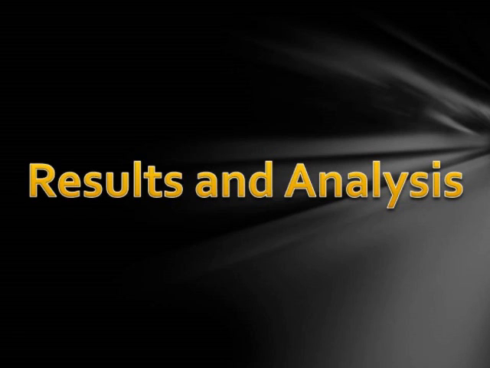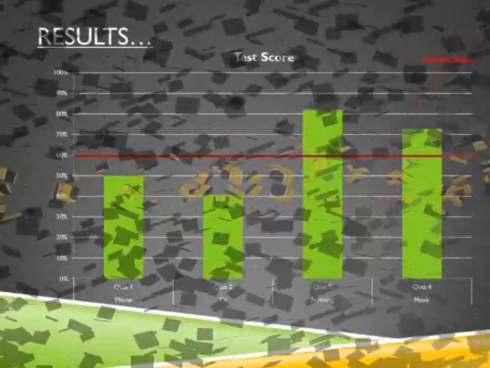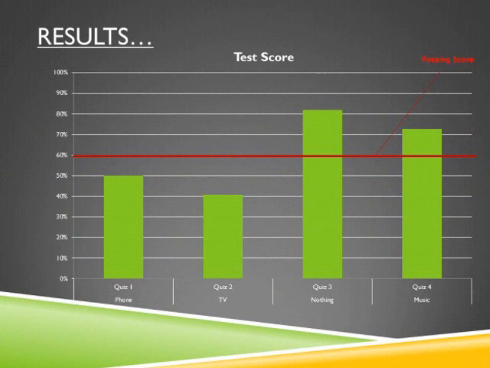After administering 4 different quizzes with Sammy on 4 different occasions, here are the results and analysis of each quiz that Sammy took. At the bottom of the graph, each quiz is labeled with its distraction. For example, on quiz 1, you can see the word phone. That was the one where Sammy was able to use her cell phone. On quiz 2, TV, quiz 3 was nothing, and then on the final quiz 4 was the music distraction.